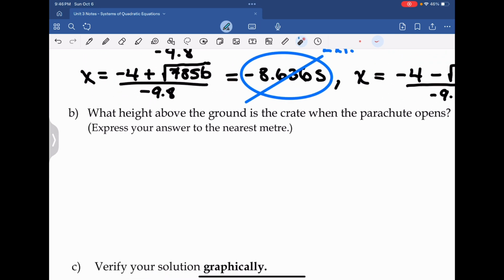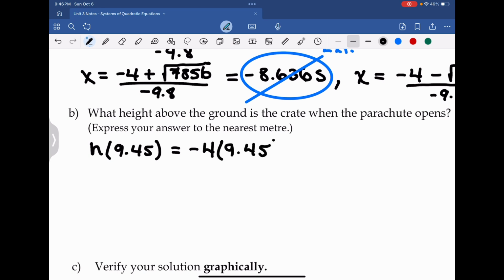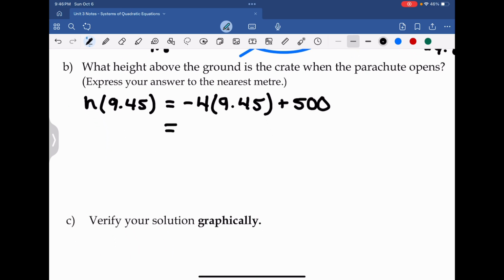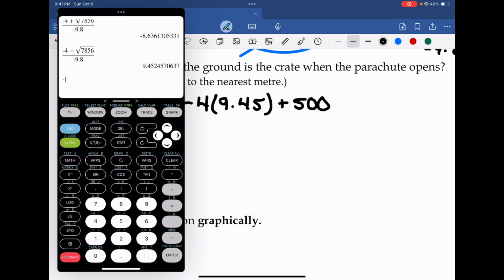But I'm going to take that linear equation and write the height at the specific time, which was 9.45, equal to -4 times that 9.45 seconds, plus the 500, which was its starting height, or the starting intercept, because technically the parachute doesn't have a height, it's just the parachute's function. Okay, from here, if we plug this into our calculator, we get -4 times 9.45, and then we add 500.